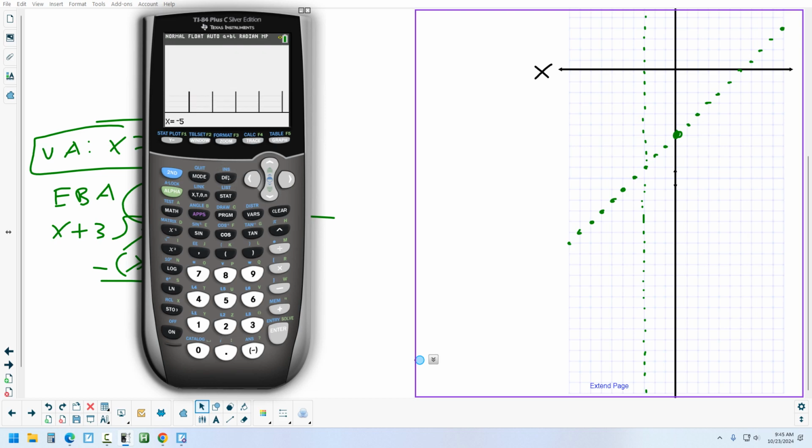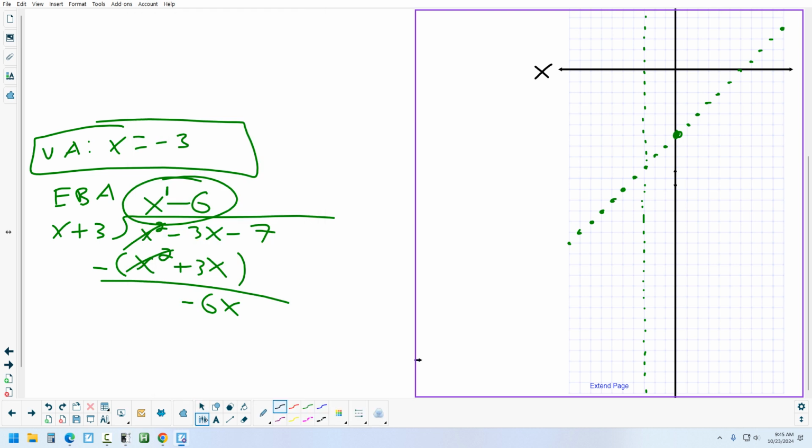-3. So let's plug in a number that's a little bit smaller than -3, to the left of it, closer to me. -3.01. We are at -1100. So just to the left of -3, we're heading down to what number? Yep. So just put your dot as low as you can.